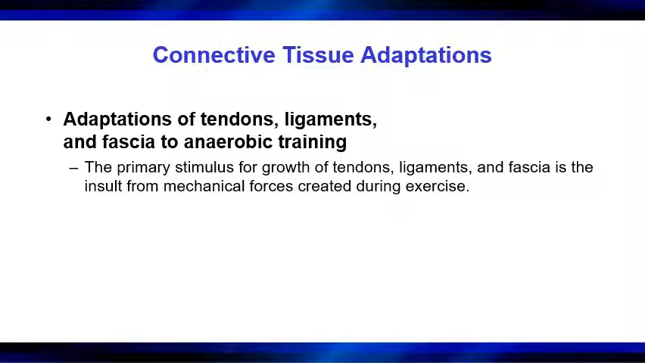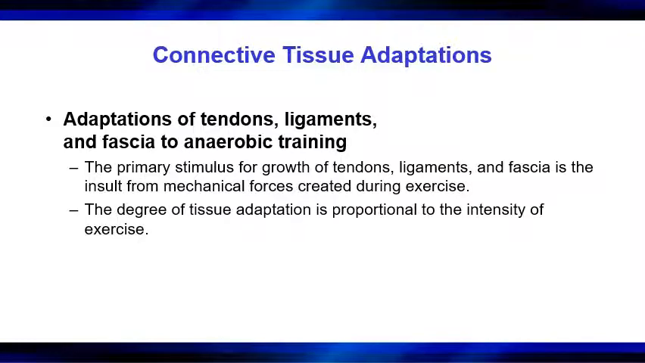We obviously talked about bone, but these other types of soft tissues also have to adapt, and it's particularly important for them to adapt because, when you're talking injury prevention and things of that nature, it becomes very important. The degree of tissue adaptation, just like we talked about with bone and muscle, is proportional to the intensity of the exercise. So it's important that high intensity exercise is incorporated, particularly for athletes, to be able to withstand the demands of their individual sport.